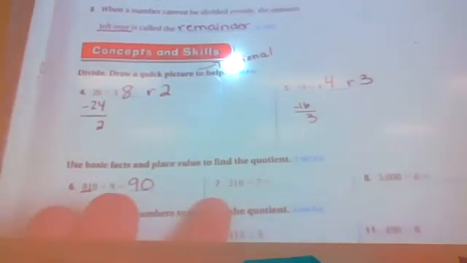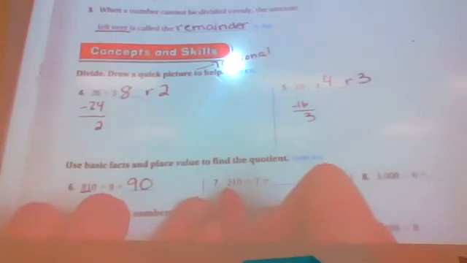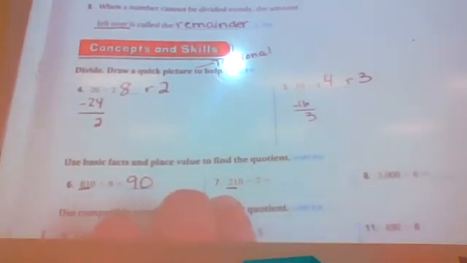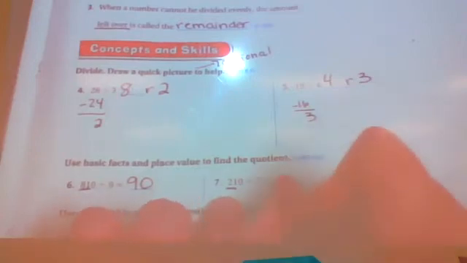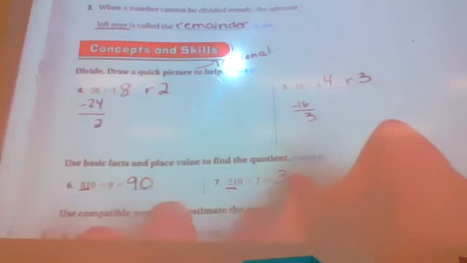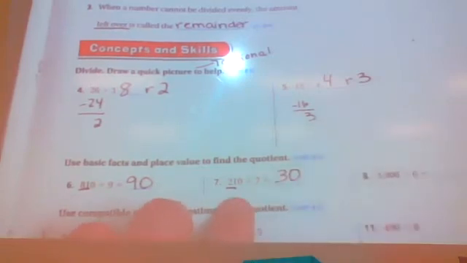So let's look at number 7. Our basic fact or special fact on this would be 21. In our heads, we know that 7 can go into 21 3 times. So we write down the 3. We have a 0 left over, so that will go at the end of it. That is a quick way to compute. 210 divided by 7 is 30.